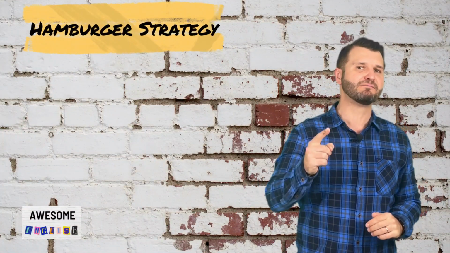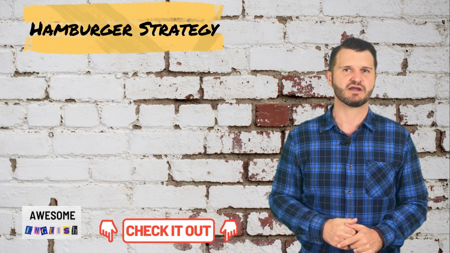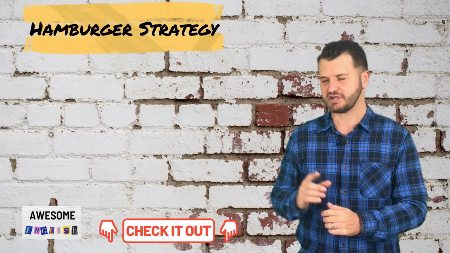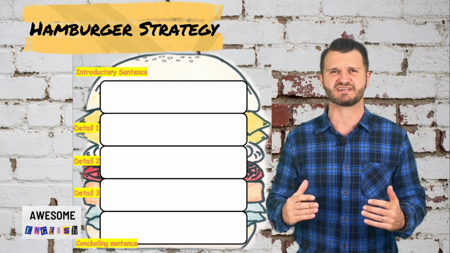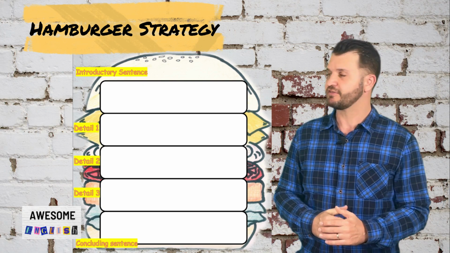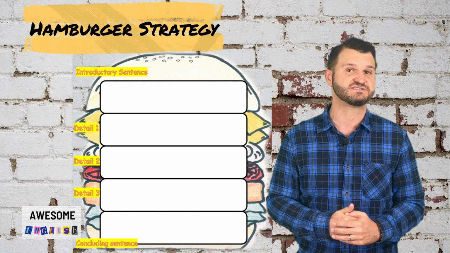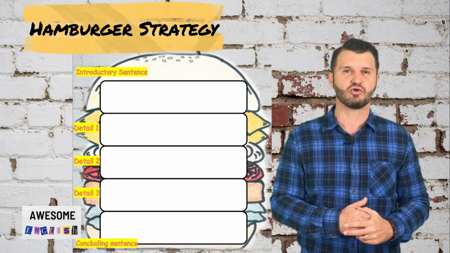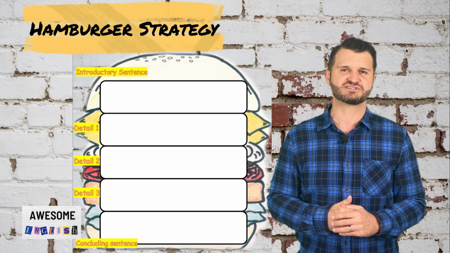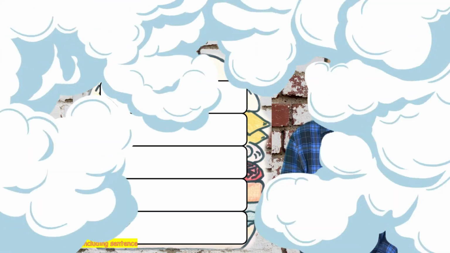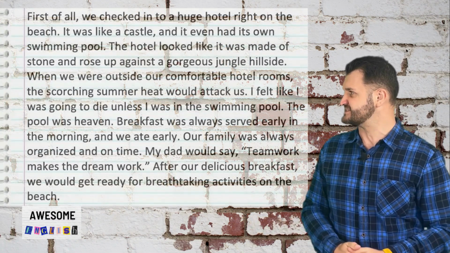All right, we're going to need our hamburger strategy today to make our paragraph awesome. So let's review what it looks like. Now remember, if you want to learn more about the hamburger strategy, check out the video on our channel. So it starts with that top bun. Now that's called the topic sentence or the introductory sentence. Then we have the details in the middle that give details about that paragraph idea. And then finally, we conclude with that concluding sentence that wraps up that paragraph. Now we're going to use this strategy today for our events.